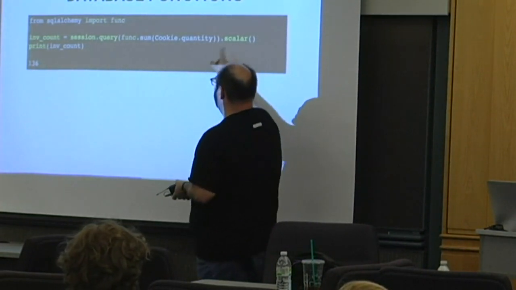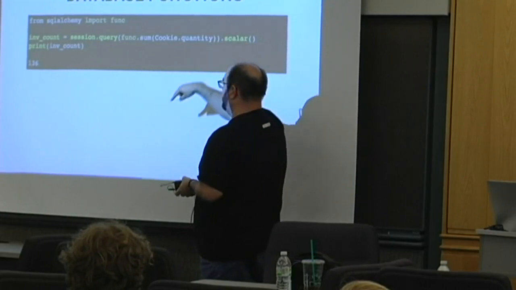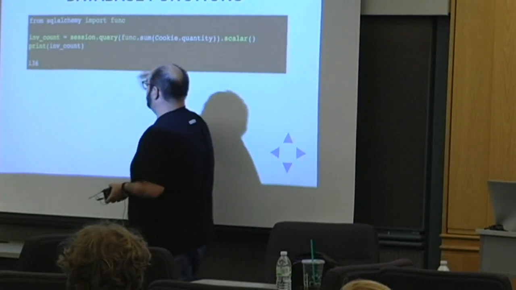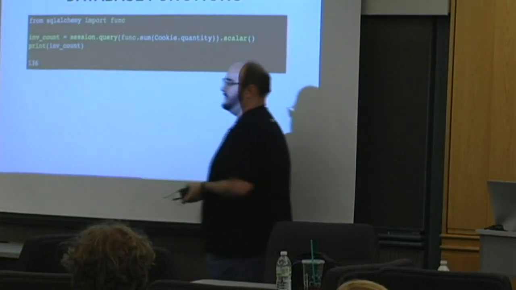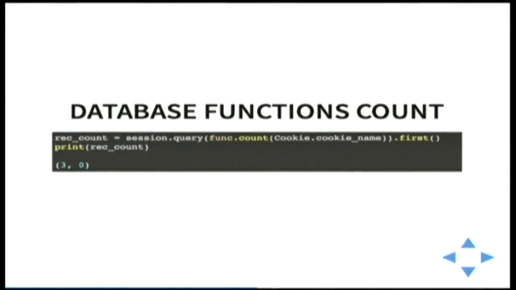So in this case, we're getting a sum of all the cookies that we have on hand, just that cookie count, because we could have pulled other columns in this same thing, but get just the count of cookies and then printing that inventory count. What happens if I didn't call scalar? It's funny you should ask that.